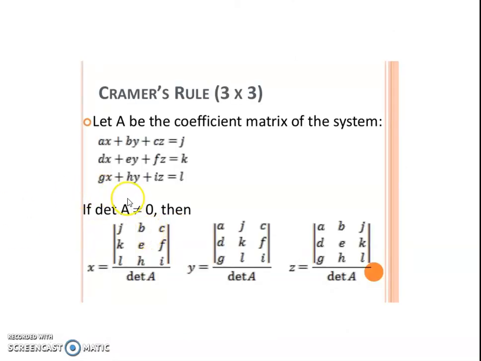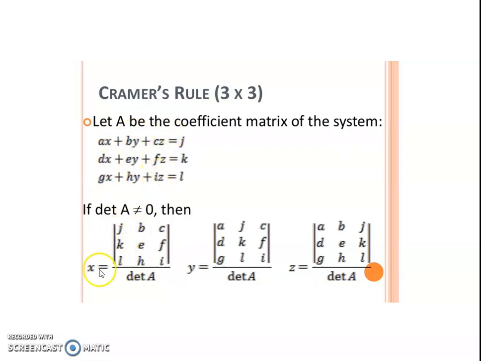In these slides, let A be the coefficient matrix of the system: ax plus by plus cz equal to j, dx plus ey plus fz equal to k, gx plus hy plus iz equal to l. In this way, we solve using the determinant of Cramer's rule. If the determinant of A is not equal to 0, then x is equal to a determinant over the determinant of A, which is a, d, g; b, e, h; c, f, i.